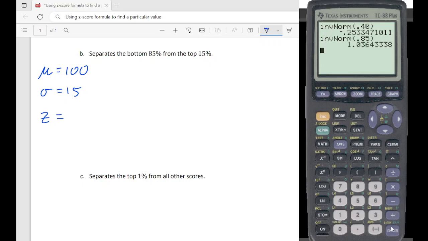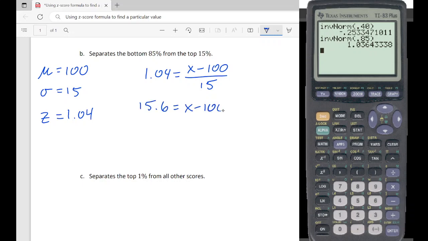And we're going to get 1.03, so around 1.04. So 1.04. Now we plug it into our formula. So 1.04 equals x minus 100 over 15. I'll multiply the 15 over, and I get 15.6 equals x minus 100. Then I'm going to add the 100 over, and I get 115.6 equals x. So the IQ score that separates the bottom 85% from the top 15% is 115.6.